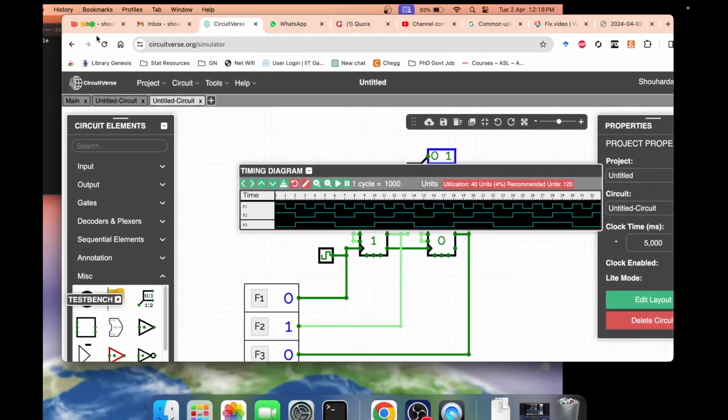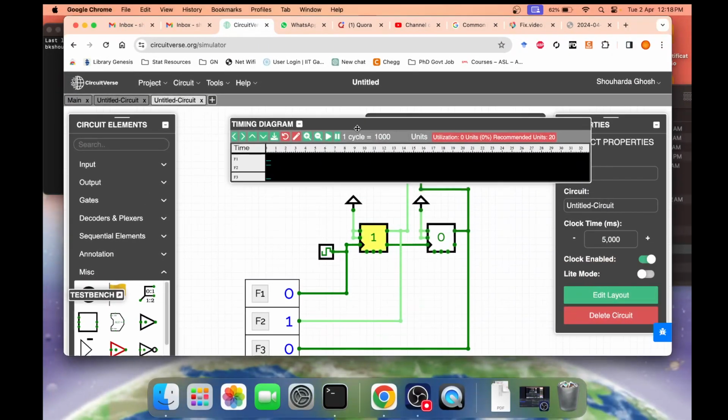So that's it. You can also make asynchronous down counters by inserting inverters at the edges or at the clock edge inputs. You can insert an inverter here and an inverter here, and you will see this working as a down counter.